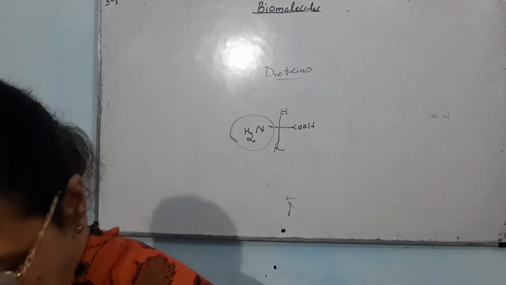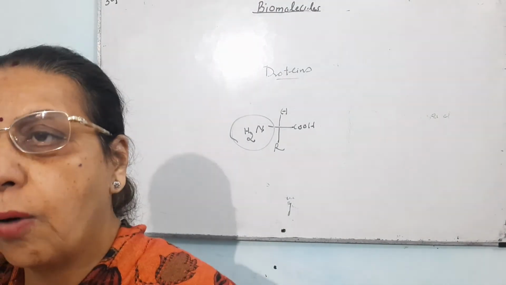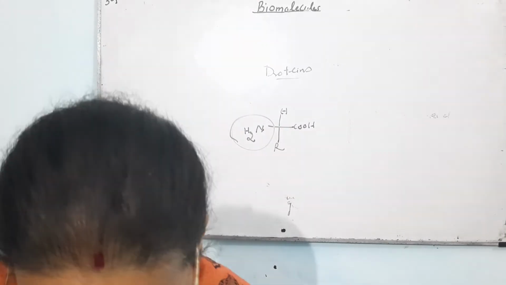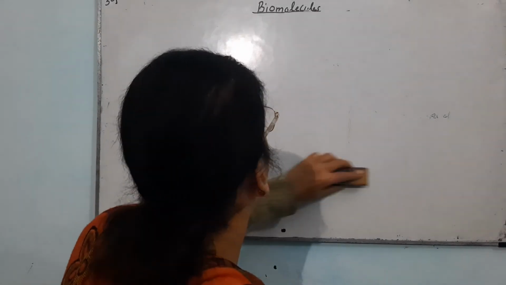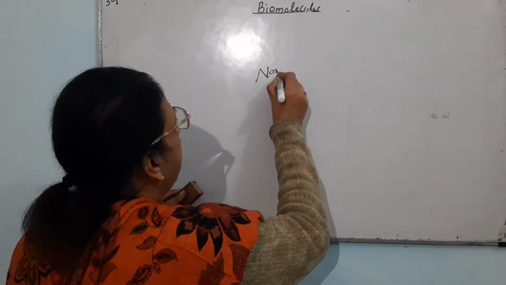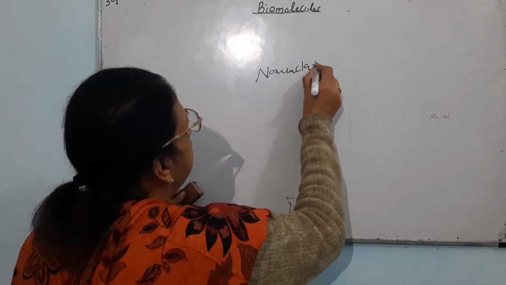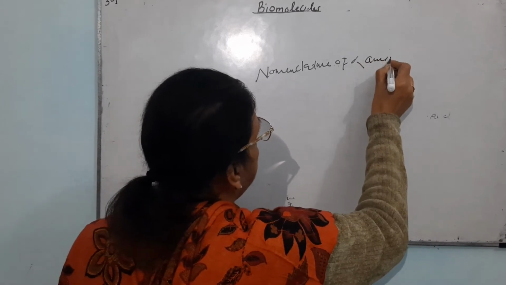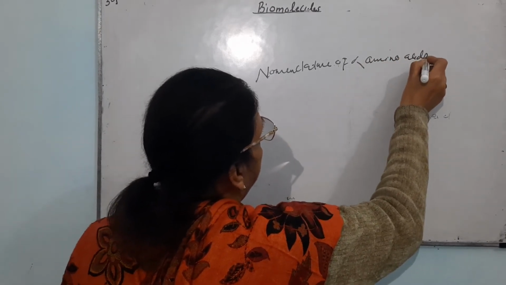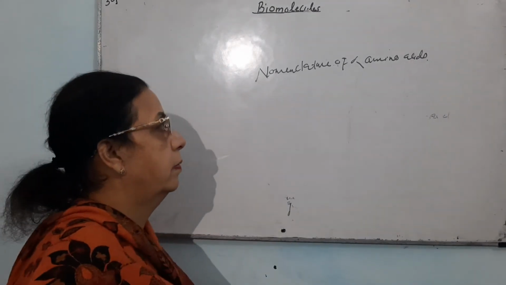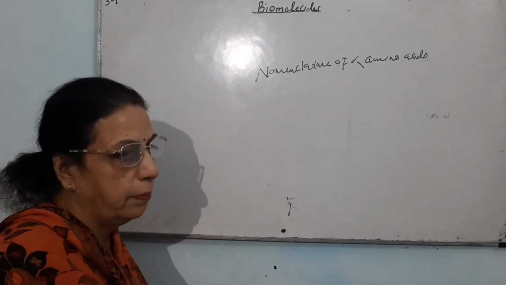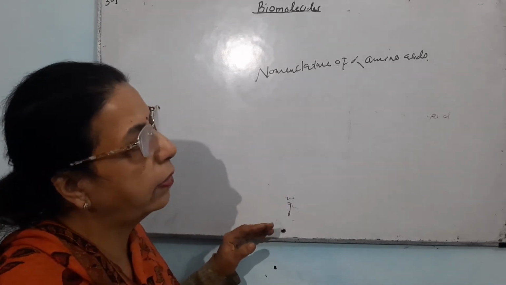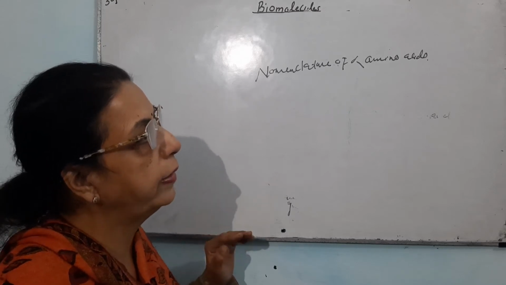Now, let me discuss the nomenclature of these alpha amino acids. Of course, they can be named by the IUPAC system, but their trivial names are very much important, and they are always spoken by the trivial name.